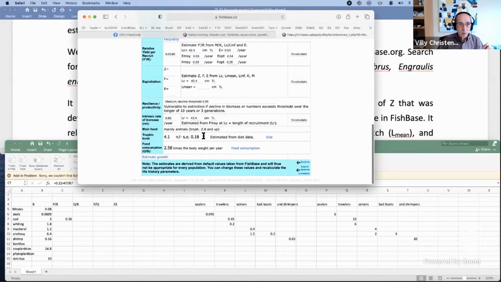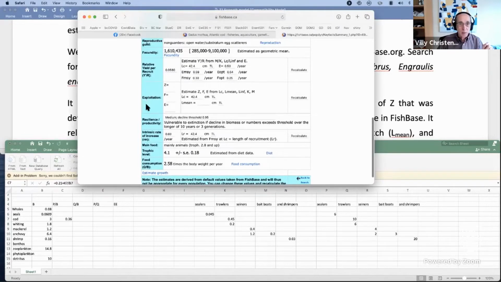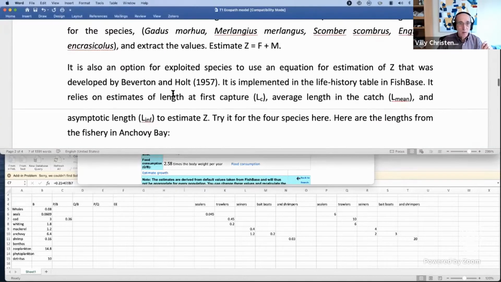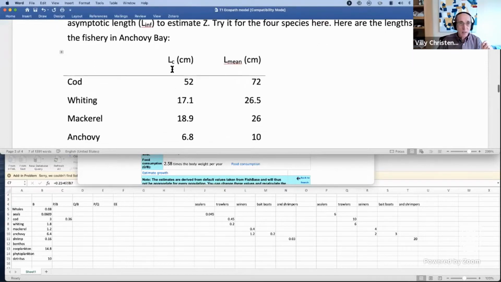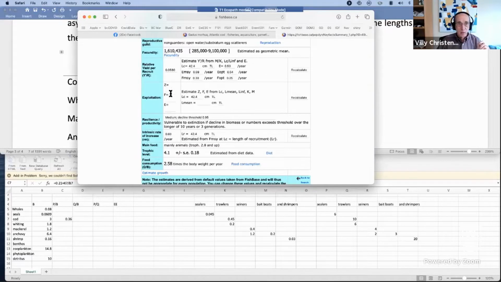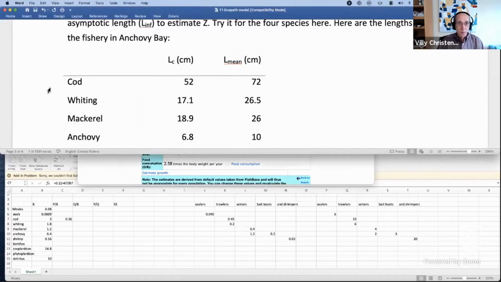One is this Beverton and Holt equation that is down here under exploitation. That's in the Beverton and Holt 1957 book. We can look over here. For cod, there's an estimate of length at first catch, 52, and the mean length in the catch. If you don't have an estimate but you know about the species, what's the smallest catch you ever see in the market, and what's the average size you see in the market? That can be an indicator. But the routine is really sensitive to these numbers. You can play with them and see how it works. It is a little bit difficult to get good numbers. What we had here was 52 and 72.